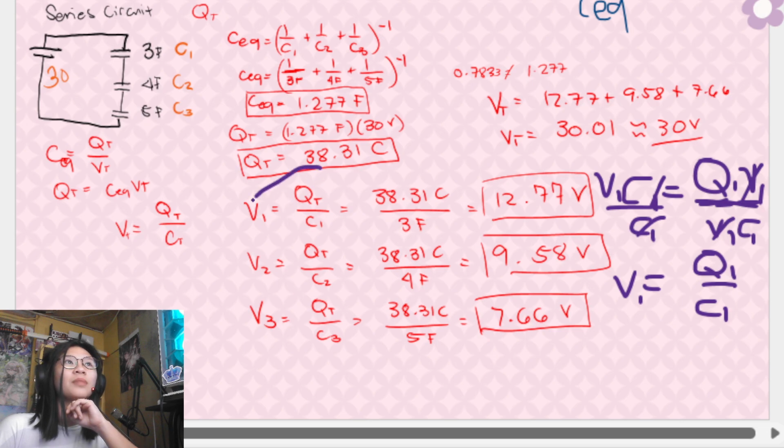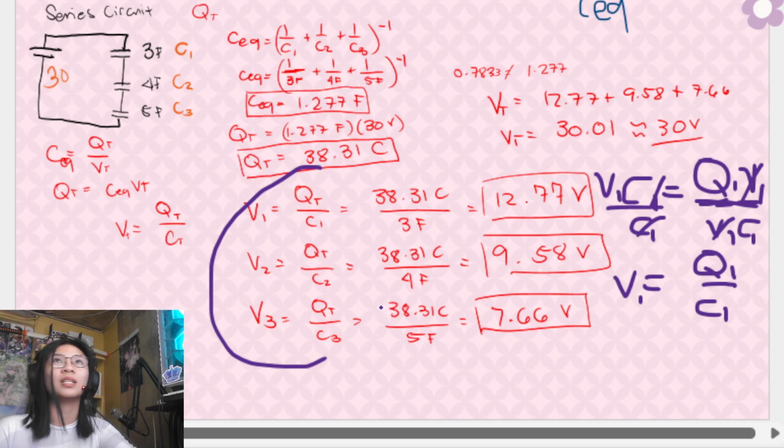So we do it here for the individuals. Okay, your QT, or your Q1, I put QT there, but you can put Q1. So Q1 is 38.31 divided by our C1, which is 3. So that is 12.77 volts.